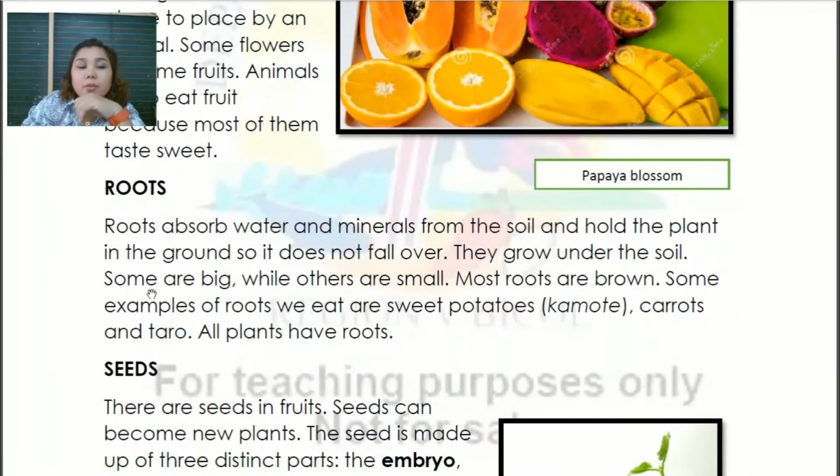Next are the roots. Roots absorb water and minerals from the soil and hold the plant in the ground so it does not fall over. They grow under the soil. Some are big while others are small. Most roots are brown. Some examples of roots we eat are sweet potatoes, yung kamote mismo, carrots, and taro or ube. All plants have roots.